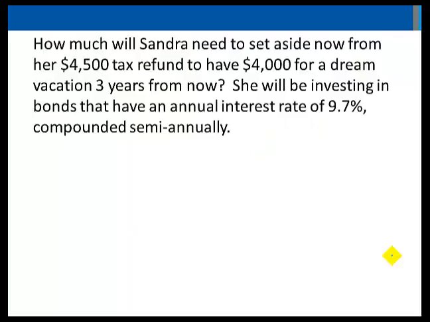How much will Sandra need to set aside now from her $4,500 tax refund to have $4,000 for a dream vacation 3 years from now? She will be investing in bonds that have an annual interest rate of 9.7% compounded semi-annually. We'll use the same formula, but this time, note, we're solving for P, the amount that Sandra needs to invest now. We know that the amount she wants to have at the end of 3 years is $4,000. So $4,000 here will be A.